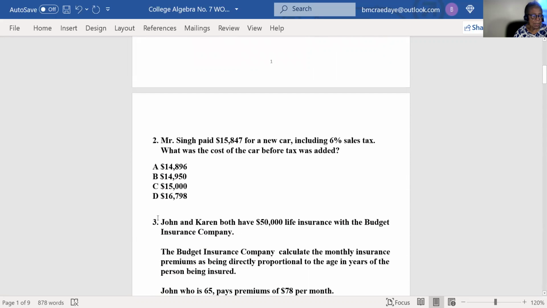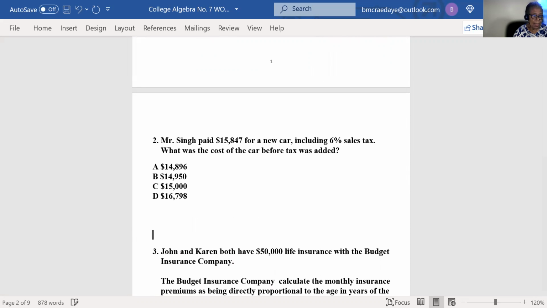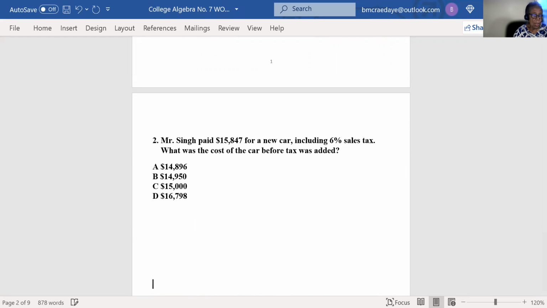Number 2, Mr. Singh paid $15,847 for a new car, including the 6% sales tax. What was the cost of the car before the tax was added? Now, that 15,847 is equal to the cost of the car plus 6% of the cost, which is the sales tax.